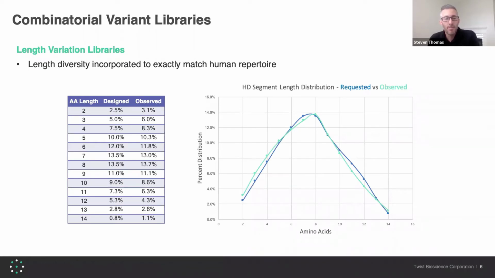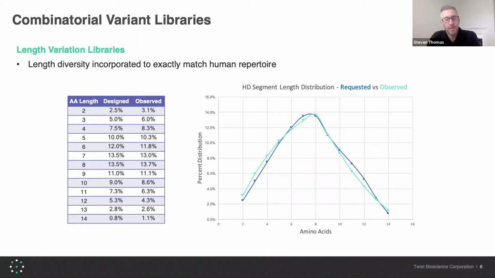As I mentioned earlier, we can build length variation libraries either by specifically printing out the length variants that we want or by using a proprietary oligo splicing technique. And we've gotten very good at this. So we can basically build length variation libraries to exactly match the human repertoire. For naive human phage display libraries, for example, it's oftentimes a desired characteristic to have a CDR3 length variation that mimics the human repertoire.